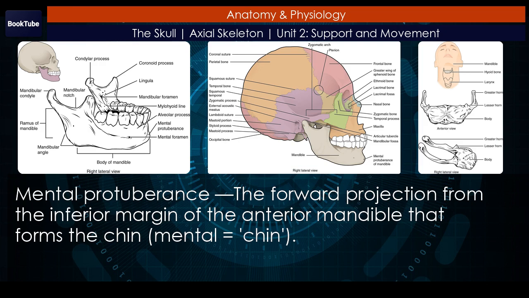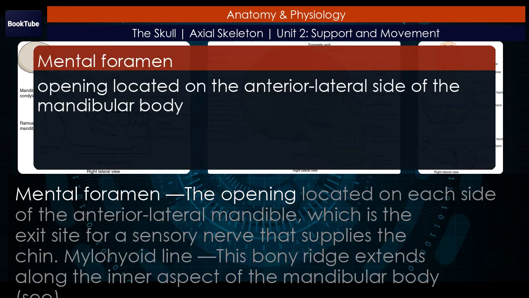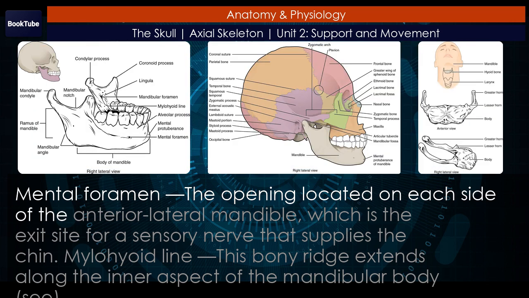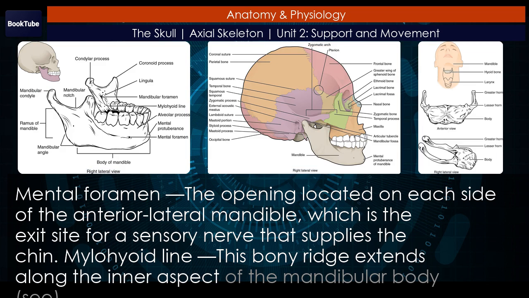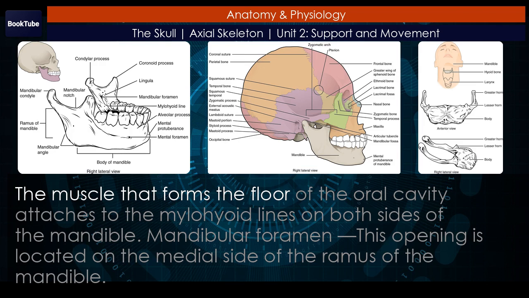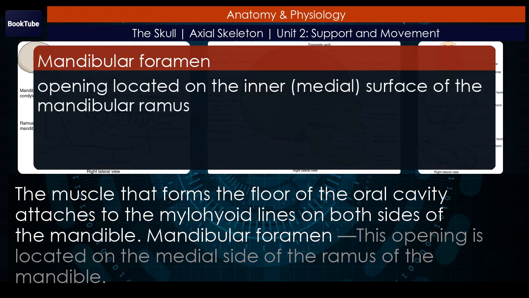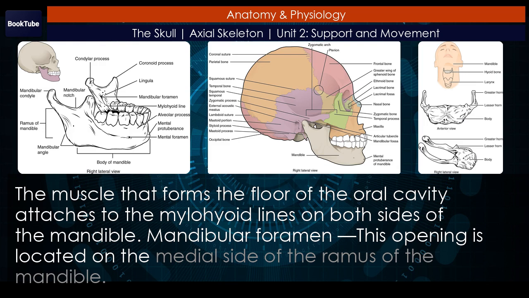Mental equals chin. Mental foramen. The opening located on each side of the anterior lateral mandible, which is the exit site for a sensory nerve that supplies the chin. Mylohyoid line. This bony ridge extends along the inner aspect of the mandibular body. The muscle that forms the floor of the oral cavity attaches to the mylohyoid lines on both sides of the mandible. Mandibular foramen. This opening is located on the medial side of the ramus of the mandible.